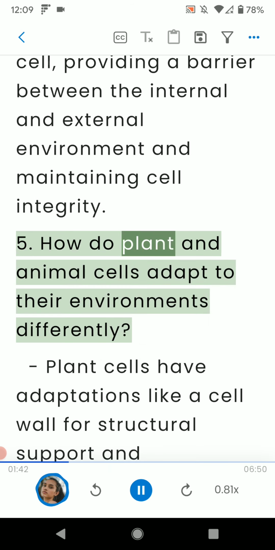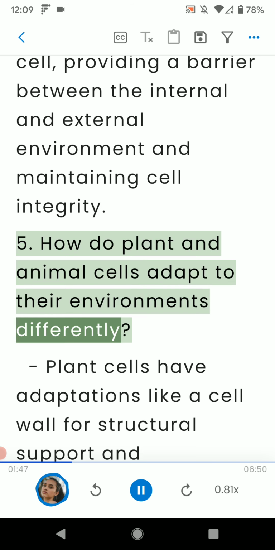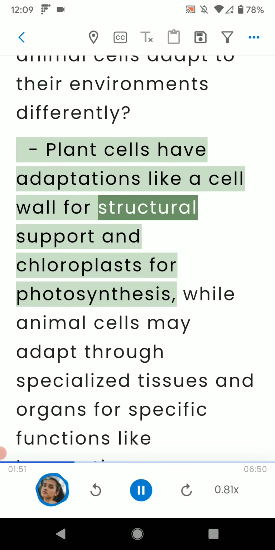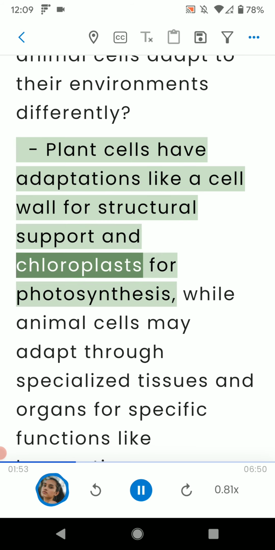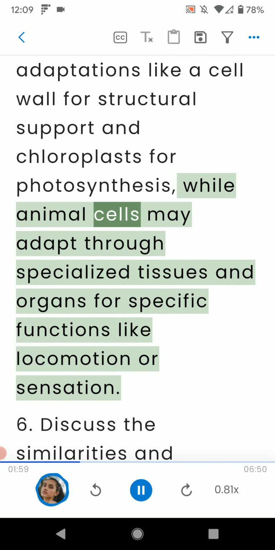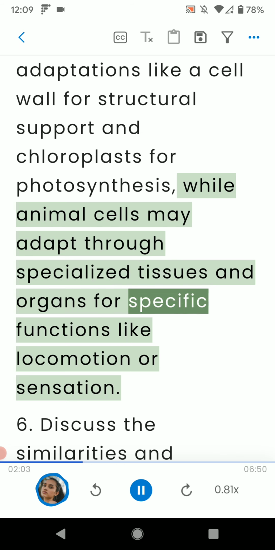5. How do plant and animal cells adapt to their environments differently? Plant cells have adaptations like a cell wall for structural support and chloroplasts for photosynthesis, while animal cells may adapt through specialized tissues and organs for specific functions like locomotion or sensation.